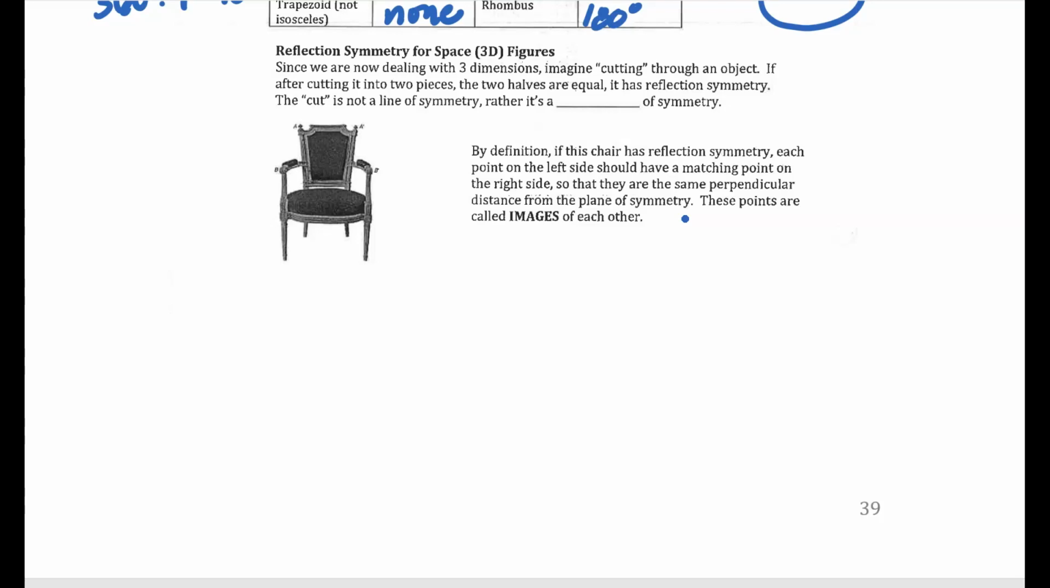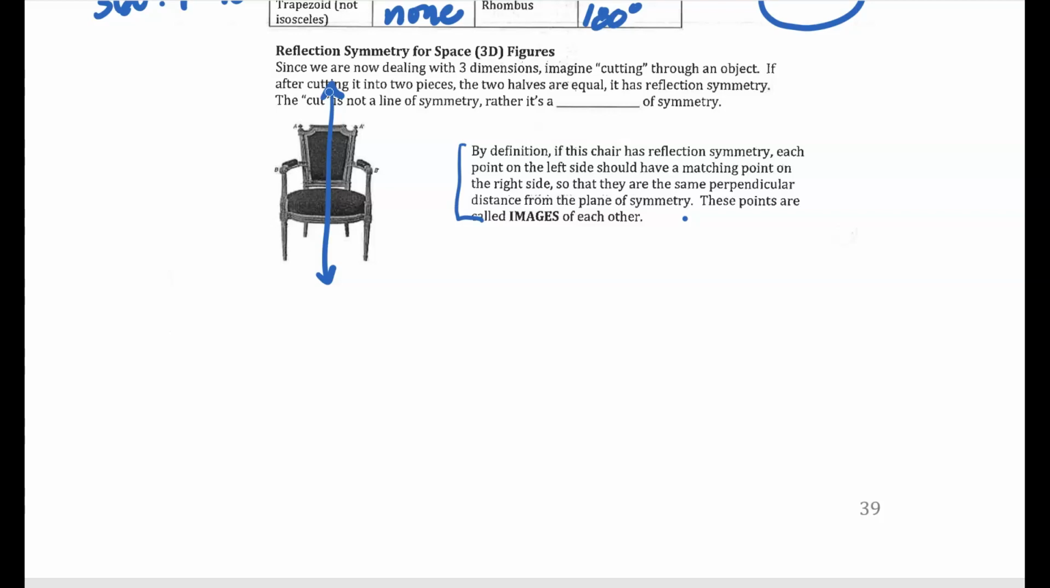Now, it's harder to imagine halves being the same when it's 3-dimensional, but another way that you could look at it, and I put that here, by definition, it has reflection symmetry if each point on the left side has a matching point on the right, so that they are the same perpendicular distance from the plane of symmetry. So that's a mouthful. Let's talk about what that means. So imagine that you take a machete and you cut the chair directly vertical in half like that.